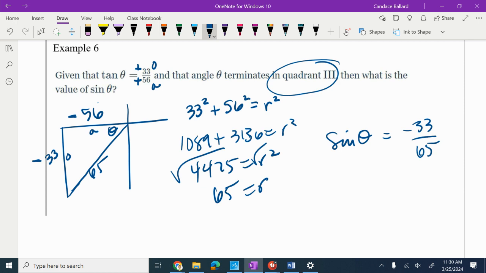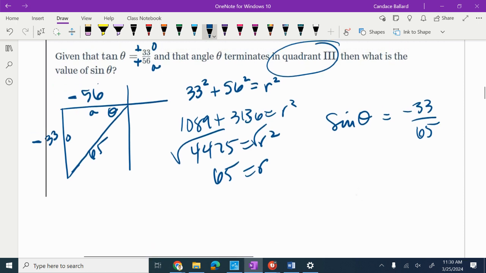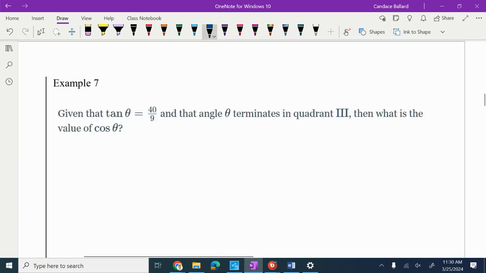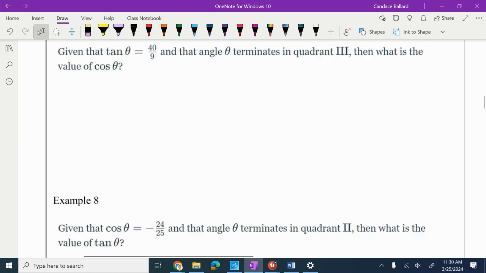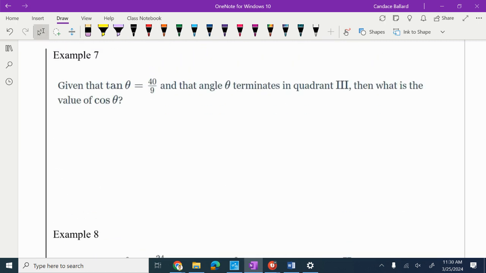All right. We're going to keep going. We're going to see if we can squeeze one more in before the announcements. Okay. You guys have done pretty good today. All right. But let's see if we can get one more in. Looks like I have another quadrant 3 problem.